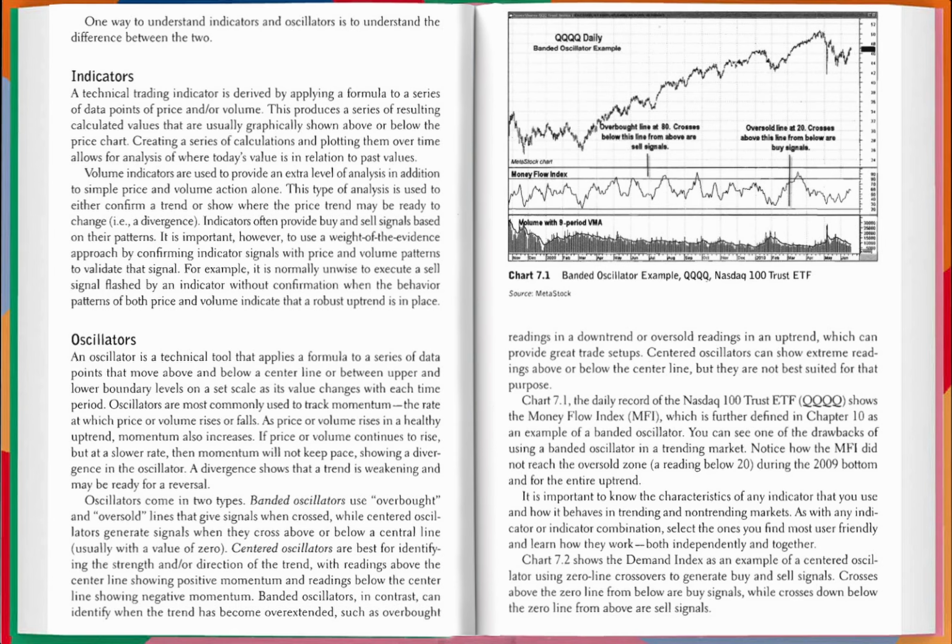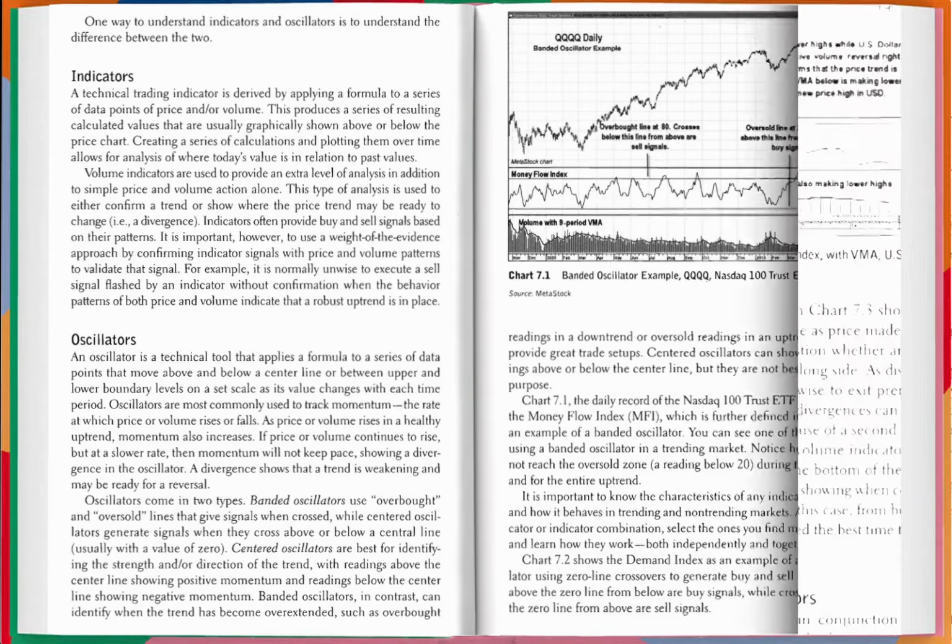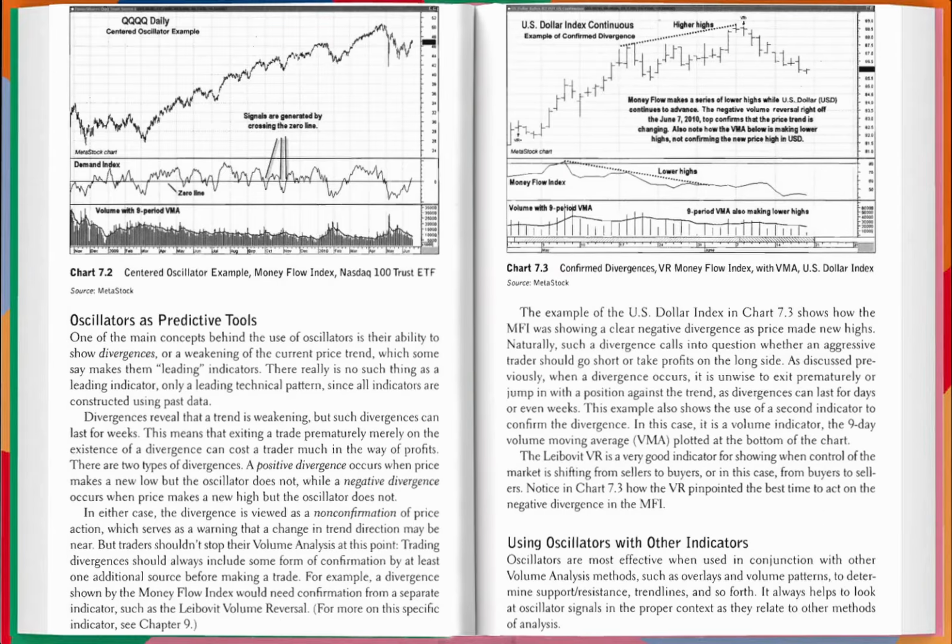independently and together. Chart 7.2 shows the demand index as an example of a centered oscillator using zero-line crossovers to generate buy and sell signals. Crosses above the zero line from below are buy signals, while crosses down below the zero line from above are sell signals.